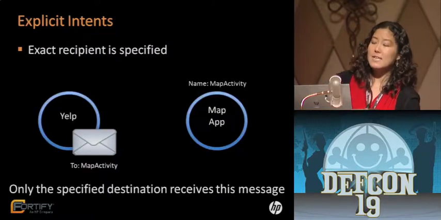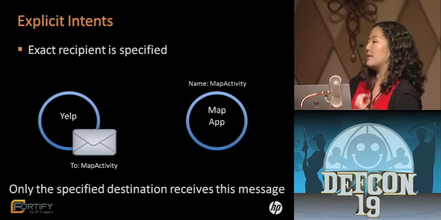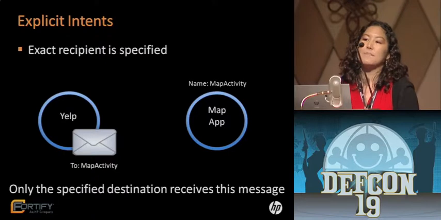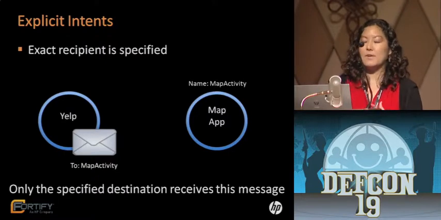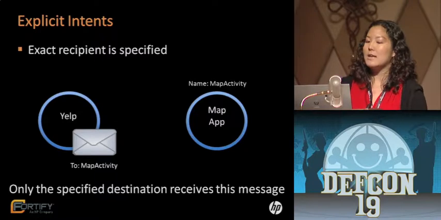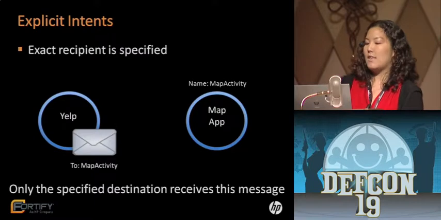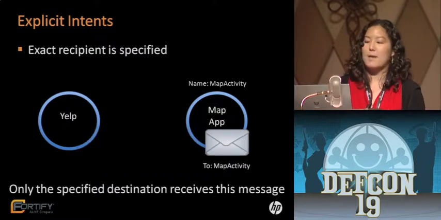There are 2 types of intents, explicit intents and implicit intents. Explicit intents are intents where the sender specifies the recipient by name. In this example, we have the Yelp application, and I'm sure all of you are familiar with Yelp. You can pick a restaurant, and then there's a feature where it'll show you where that restaurant's located on a map. Suppose the Yelp application had a particular map application that they wanted to use. To do this, Yelp simply creates an explicit intent, addresses it to that particular map application, and then sending the intent will launch that map application.